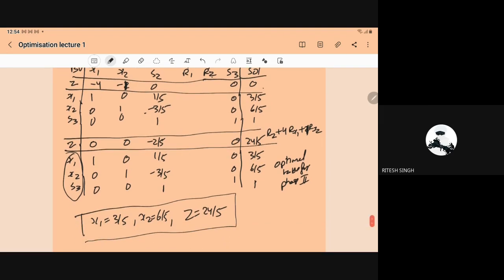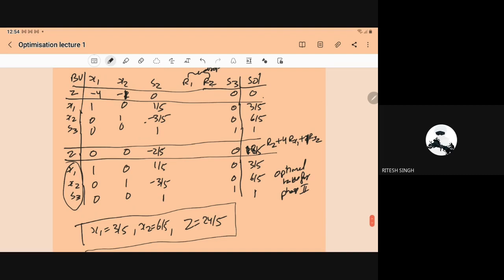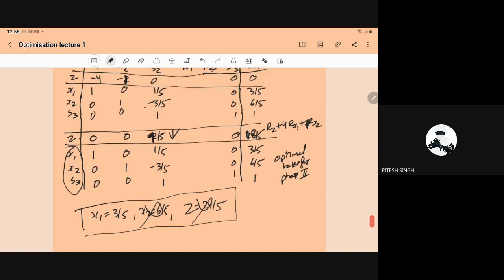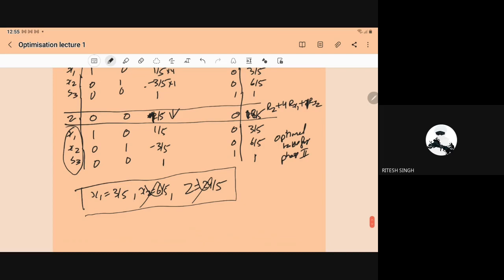Clear now? So it is 18 by 5, and what about this? 4 by 5 minus 3 by 5, 1 by 5. It is the positive 1 by 5. So this is not the optimal table. Then this will enter. Most positive will enter. This will give you 4 into 1, so 4 by 5 minus 3 by 5, so 1 by 5.